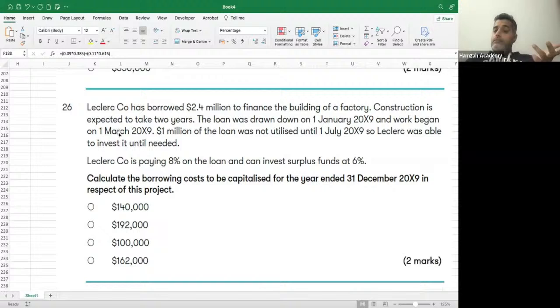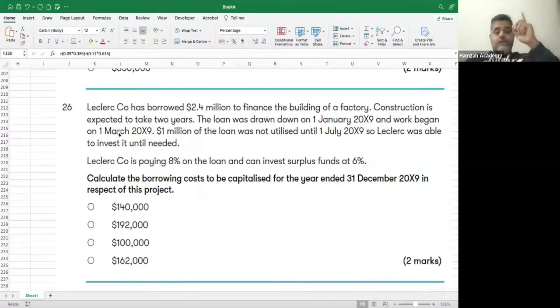What is the rule? You are going to capitalize when the work is going to start. Okay. The rule is you are going to capitalize when the work is going to start. Done? Not when you got the loan. This is what we have read, and this is what we are going to apply now. So you borrow 2.4 million. The loan is taken on 1st January. The work is starting on 1st March.